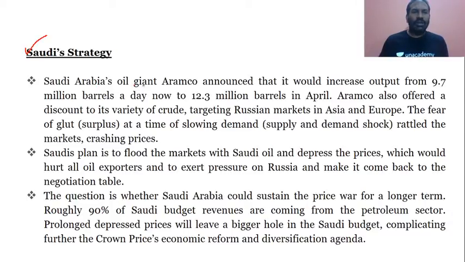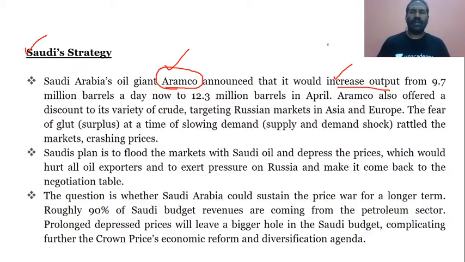Saudi Arabia's oil giant, that is Aramco. So this company Aramco has announced that it will increase the output. As we have learned that both Saudi Arabia and Russia said that we will not stop the production, we will go ahead with the production, and in turn now Saudi Arabia has said that we will increase the output from 9.7 to 12.3 million barrels, so that the production increases and that the supply is in excess.